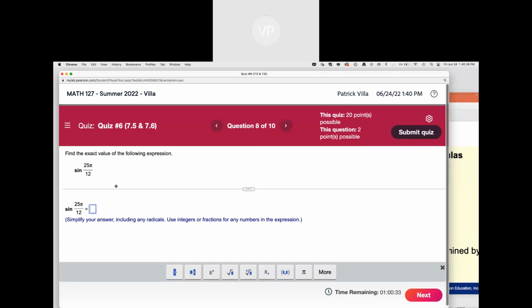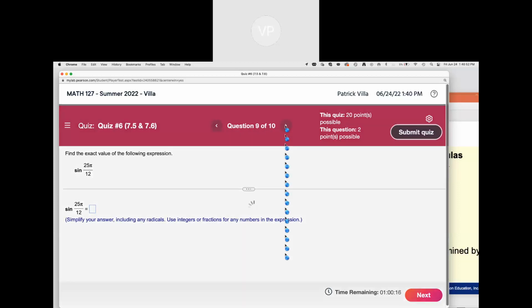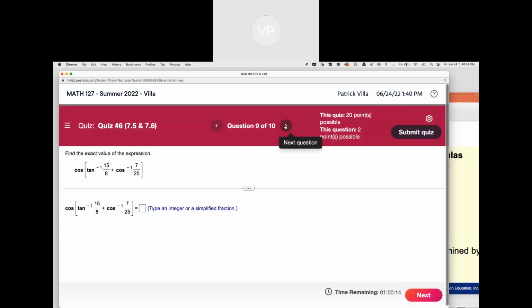On this one, they didn't specify how to do it. They just want the exact value. Start looking at your double angle or your half angle formulas. Another thing I'll tell you is this is greater than 2 pi. So my suggestion first is subtract 2 pi from it. Bring this down to 1 pi over 12, and that's going to make it a little bit more clear.